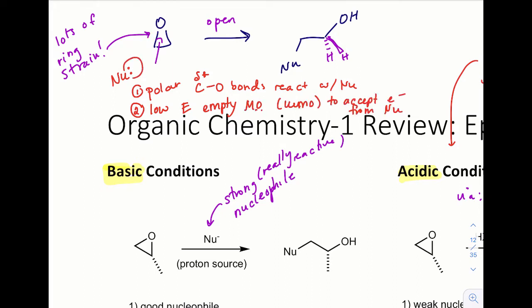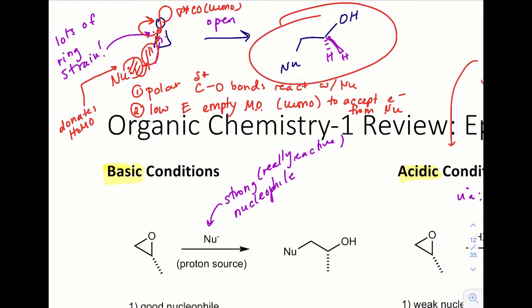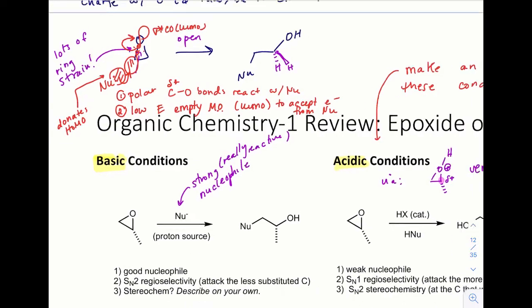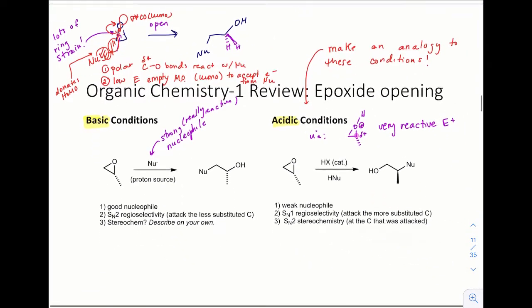The nucleophile donates its high energy electrons. The epoxide accepts those electrons into its low energy LUMO, its low energy empty orbital, which in this case is sigma star CO. You can see how properly they are aligned and how filling sigma star CO will break the sigma bond, eventually resulting in this epoxide opened product. Now that we remember the basics, let's review the two sets of conditions.